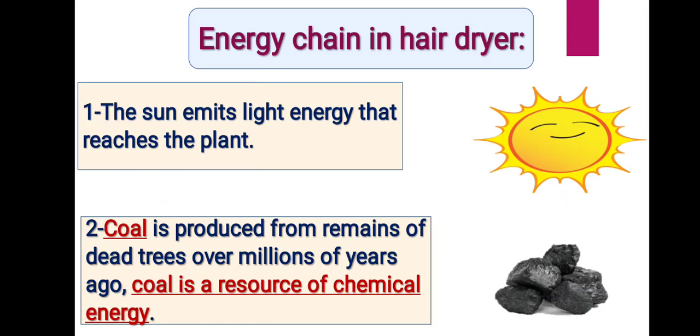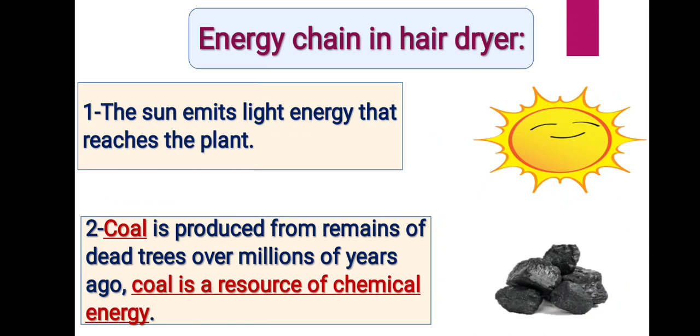After millions of years under the earth's surface, this dead plant changed into coal. So again, the light energy from the sun, the plants take it and store it in the shape of chemical energy. The plants still grow and grow, and after that the plants will die. After millions of years under the earth's surface, the dead plants will change into coal.